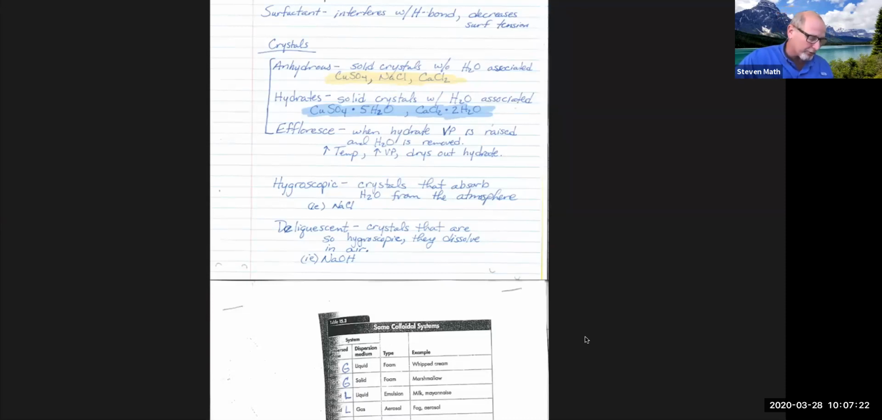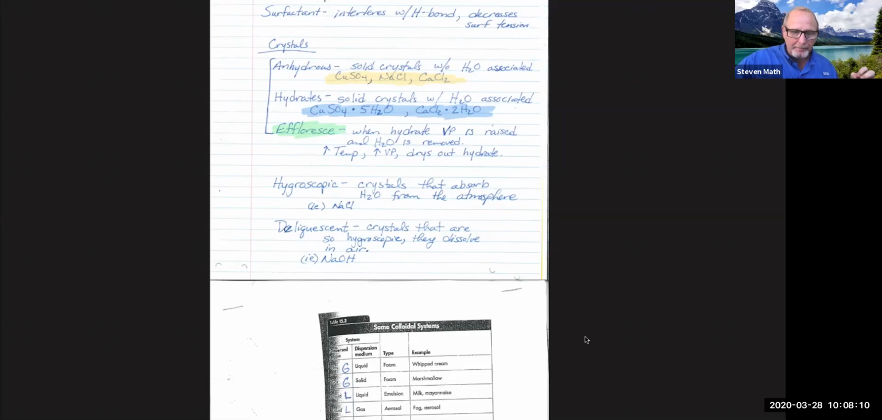Now, some crystals contain so much water in them that they have the ability to dissolve themselves. And these are crystals that effloresce. I think this was one of your vocab terms as well: a hydrated crystal that, when the H2O is removed, dries itself out. So when we raise the vapor pressure, we dry out the crystal. Efflorescent things absorb a little bit of moisture from the atmosphere like that.